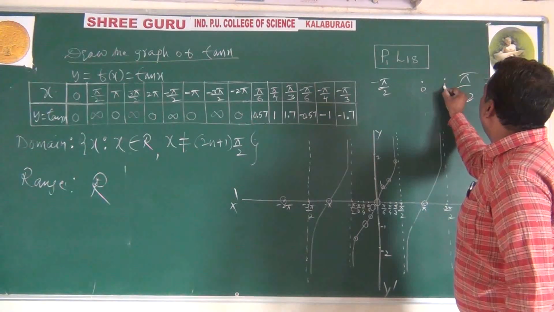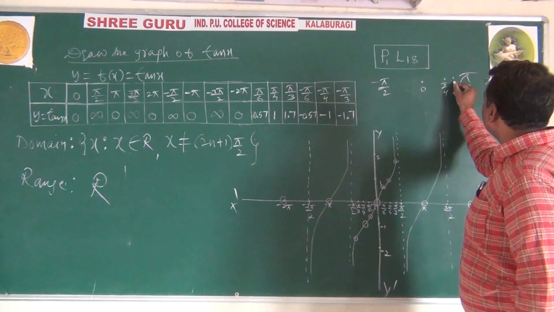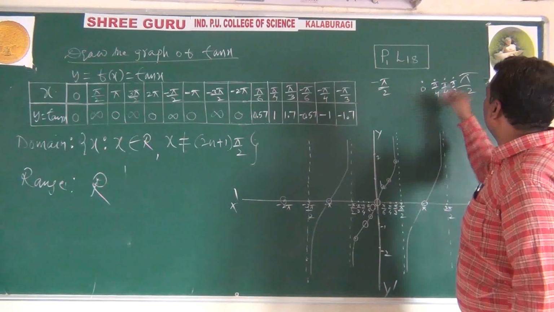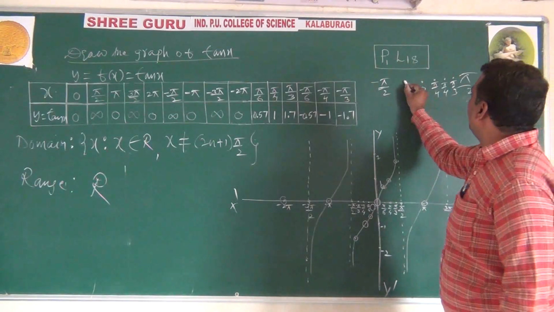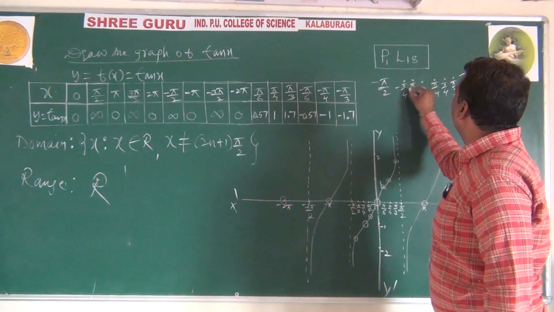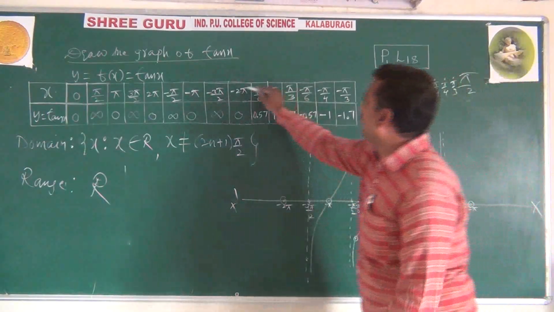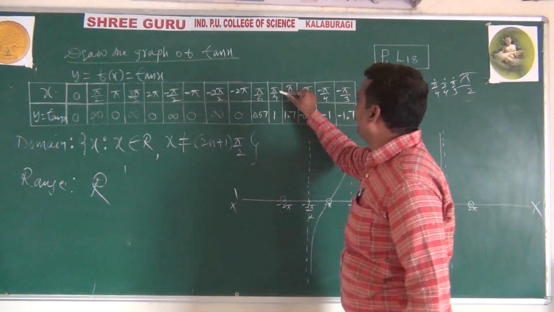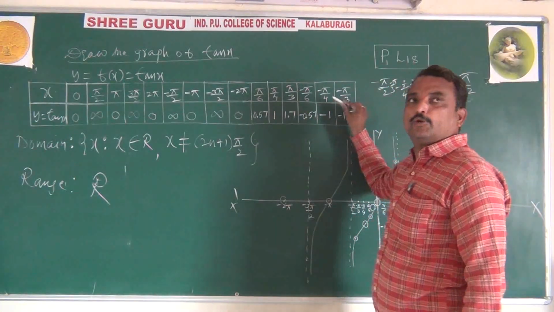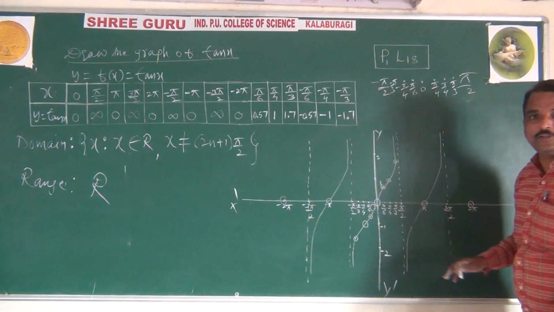So in between, pi by 6, pi by 4, and pi by 3, that is 30 degrees, 45 degrees, 60 degrees. The negative of these values, minus pi by 6, minus pi by 4 and minus pi by 3, I have also taken. So I have plotted the points.